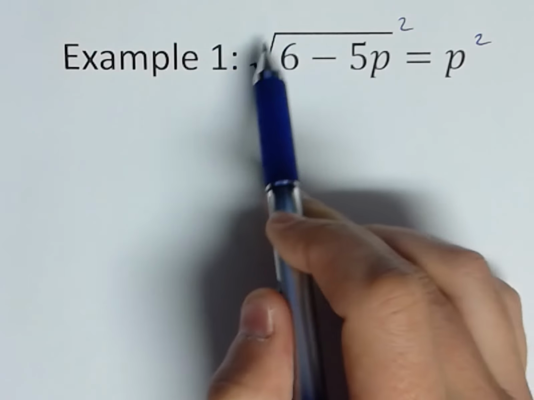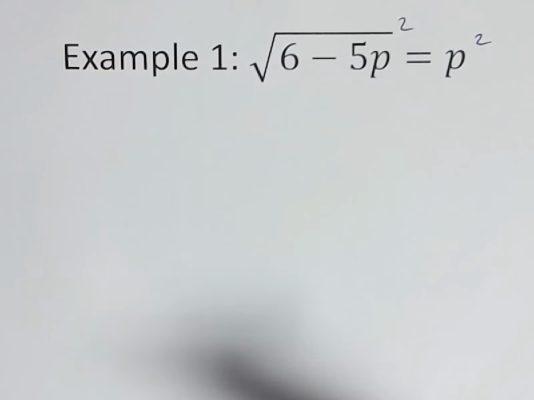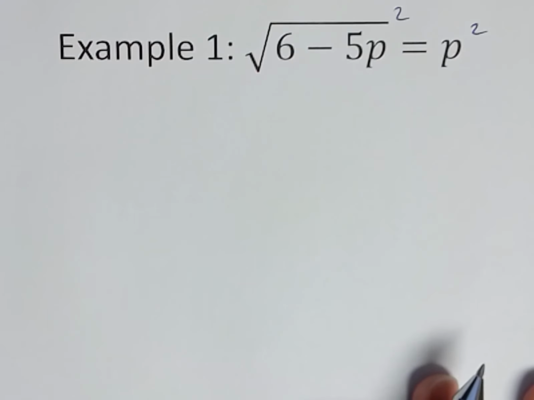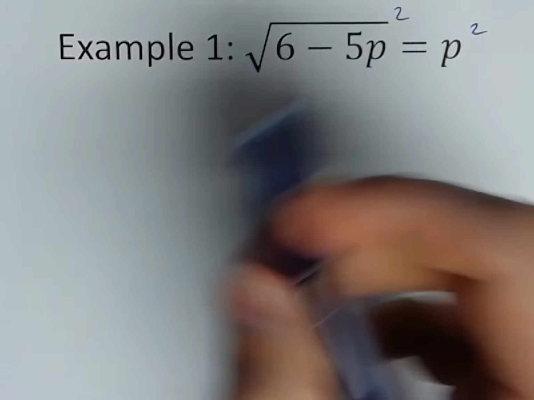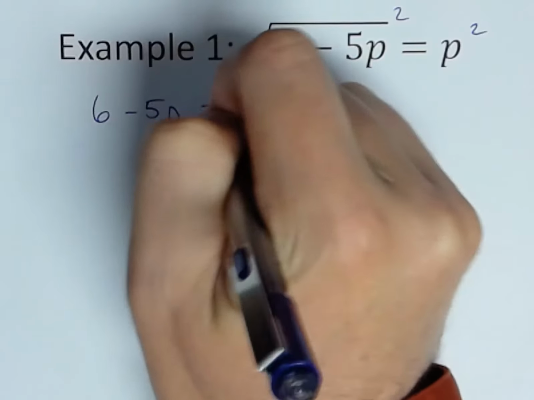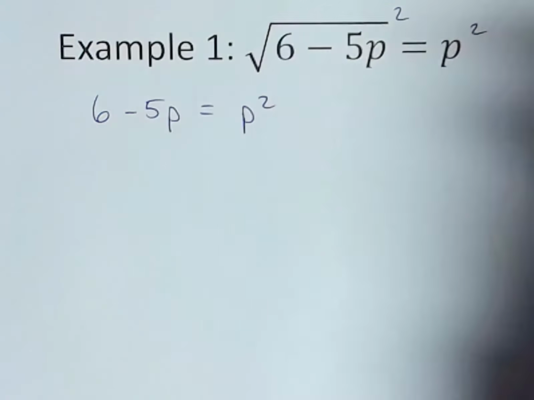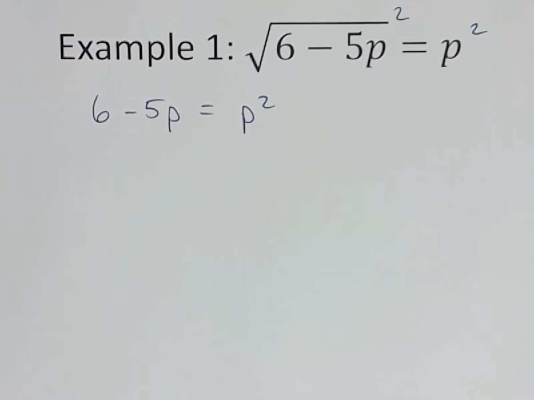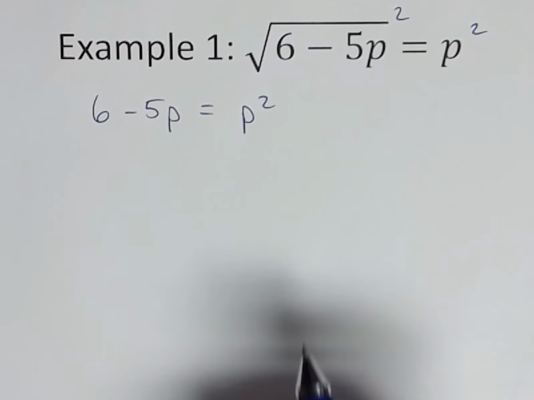Of course, if this was a cube root or something, we would cube both sides. But we're going to focus on just square roots today. So if we square both sides, that radical goes away. So we've got 6 minus 5p equals p squared. Well, now we're ready to solve it. It's a quadratic. We're not done, but we did get rid of that radical.